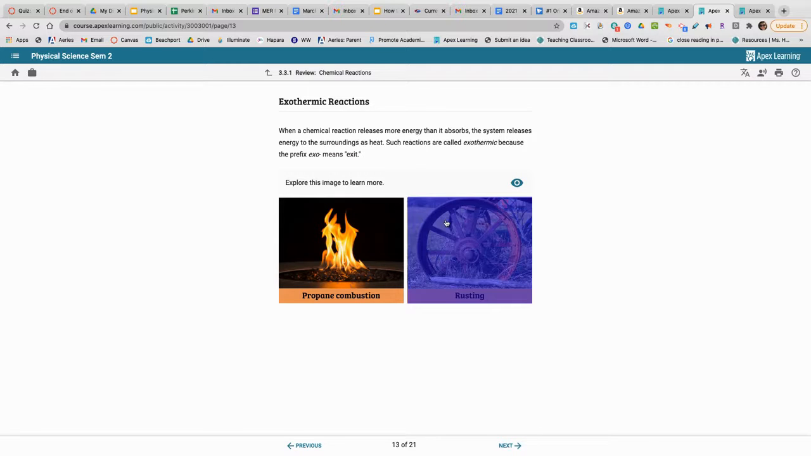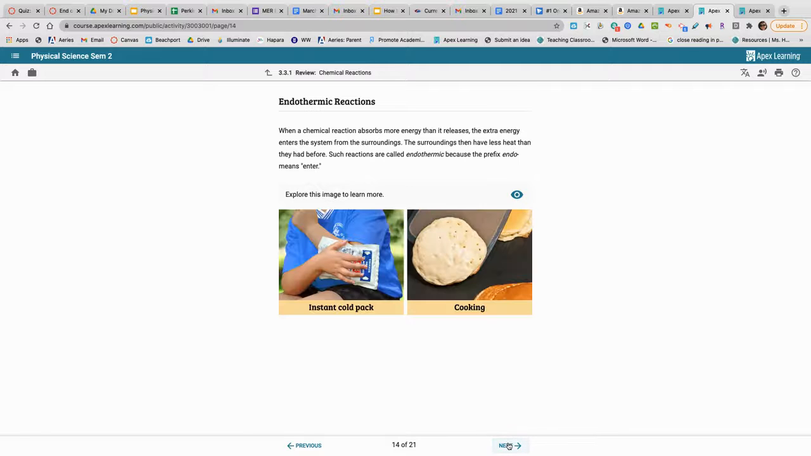Okay, so exothermic reactions are what we're talking about. Combustion of propane and rusting are both exothermic reactions. Remember, exo means exit. Heat is exiting the system because the substances that have formed as a product are much more stable. And if they're stable, they need less potential energy. So the extra energy is released as heat. Exothermic reactions. The opposite is endothermic reactions.